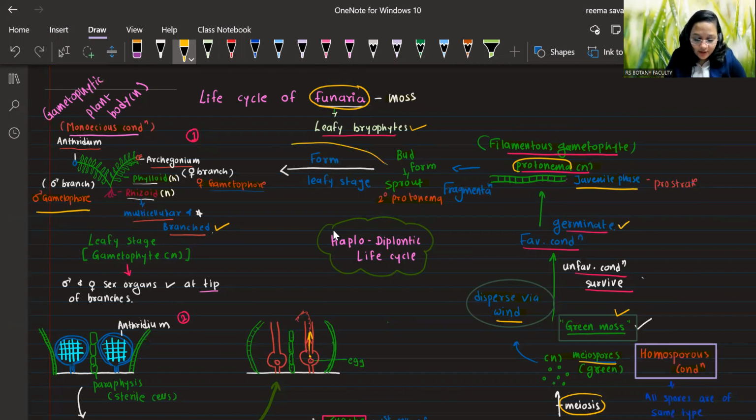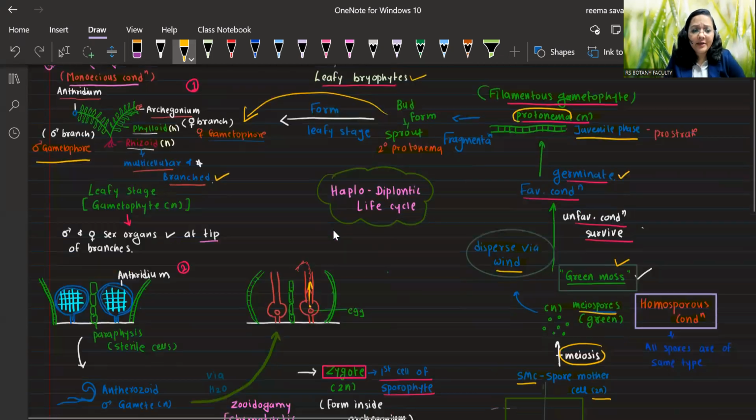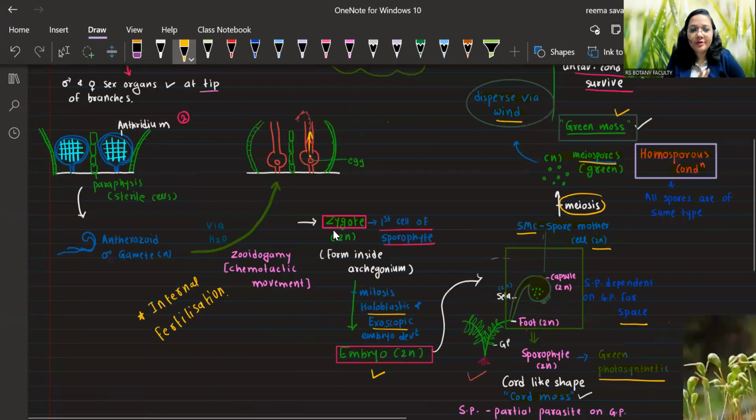So again, leafy gametophyte will be formed, right? So here, both stages are very clear. From protonema to leafy stage, it is what? It is gametophytic stage. In gametophyte, sex organs are present. Which two sex organs? Antheridium and archegonium.